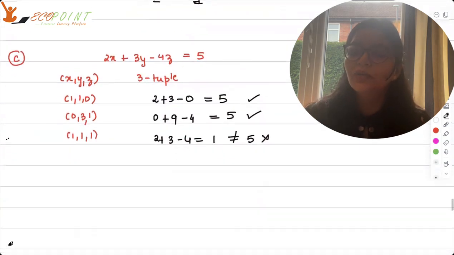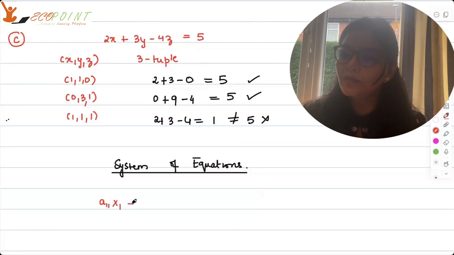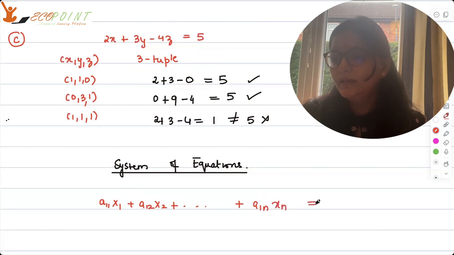In general, you will not have just one equation and be looking for a solution for that. In general, you will have a system of equations. What is a system of equations? A system of linear equations will look like the following. You have one equation, say a11 x1 plus a12 x2 plus so on and so forth. Let's say we have n variables, so a1n xn, and that is equal to, say, b1.